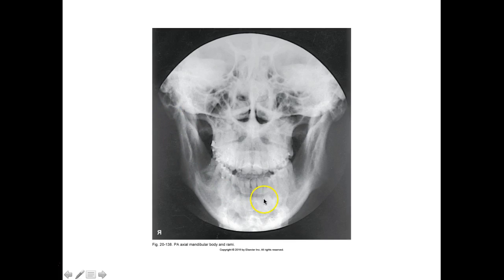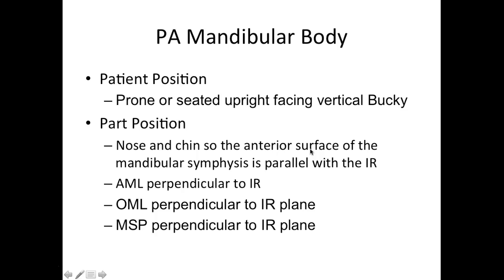And you can see the ramus and the body better, I think. So the ramus looks really good here. It's nicely displayed. Okay, so when we're looking for the body, so the PA mandible, you have them prone or seated, upright facing the vertical bucky if they can. You're going to have the nose and the chin so that the anterior surface of the mandibular symphysis, which is right down the middle, is parallel with the IR.